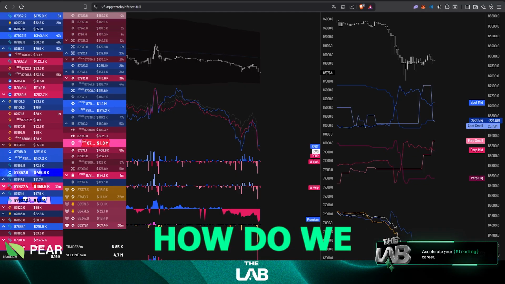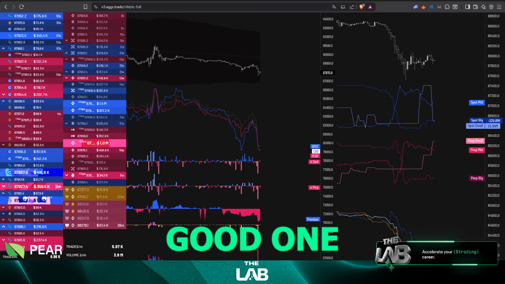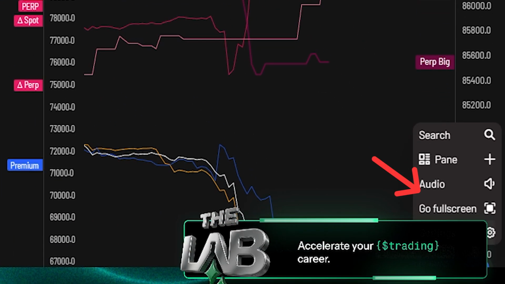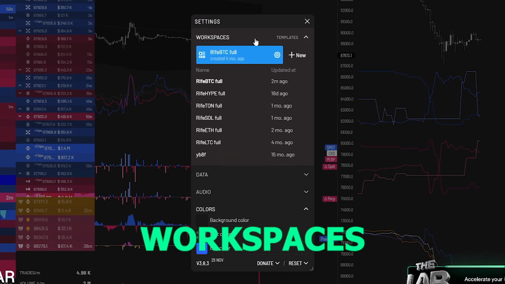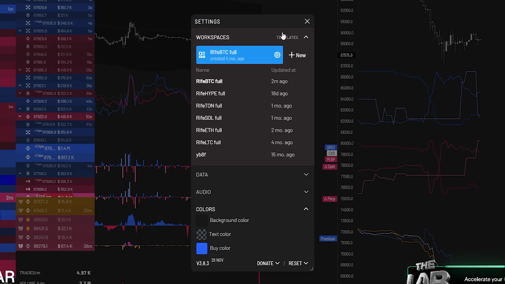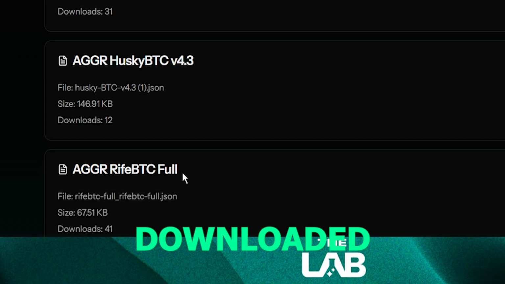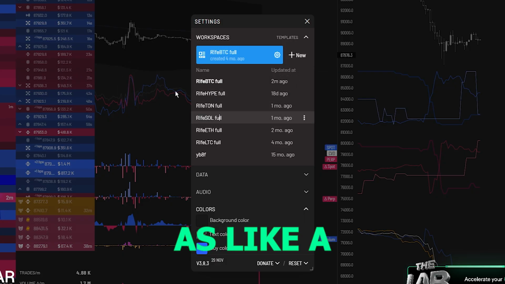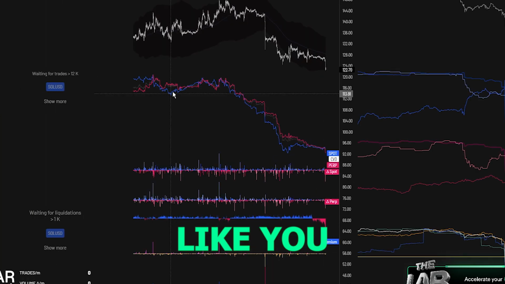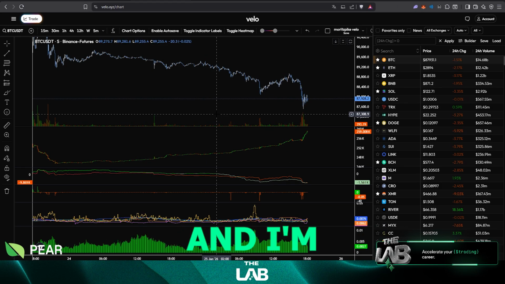Real basic question: how do we update our aggr screen to look like yours with the download from the left dashboard? Good one. You go to the three dots, you go to settings, and then you have workspaces. So templates, and then you go to new, upload the template file, and then you pick the file that you just downloaded, right? And then it should build itself up like you see it here right now.